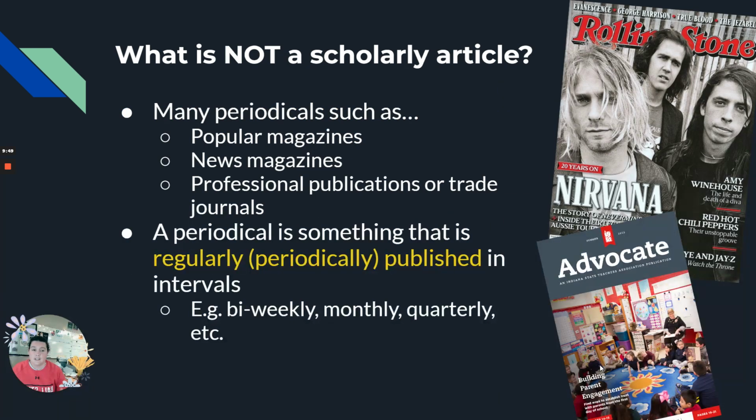All right. A scholarly article is not periodicals like a popular magazine. It's not a news magazine. It's not a professional publication or just a trade journal. That's not the same thing as scholarly work. Okay, so a periodical is something that's regularly or periodically published in intervals. It might be bi-weekly, it might be monthly, quarterly, whatever.